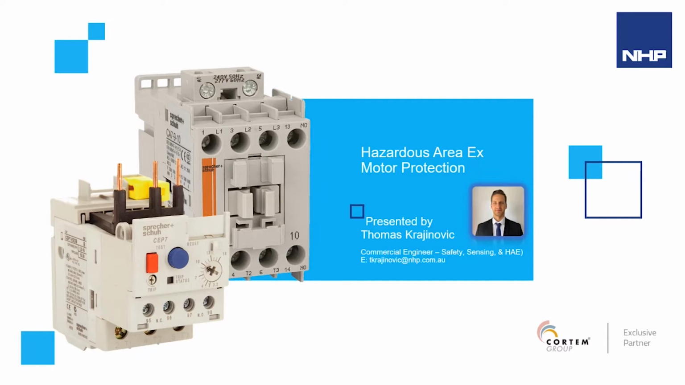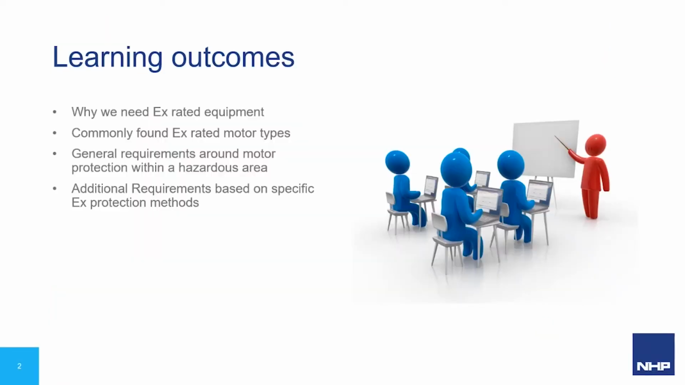In this session, we'll be exploring the most common types of EX-rated motors that exist, and covering the general and additional requirements of the protection of these motors based on AS NZS 60079.14, which is the standard that covers installation and erection of hazardous area equipment. What we'll cover today will be an in-depth look at what we need to do to ensure motors comply with the installation standards and they don't become a source of ignition within a hazardous area.